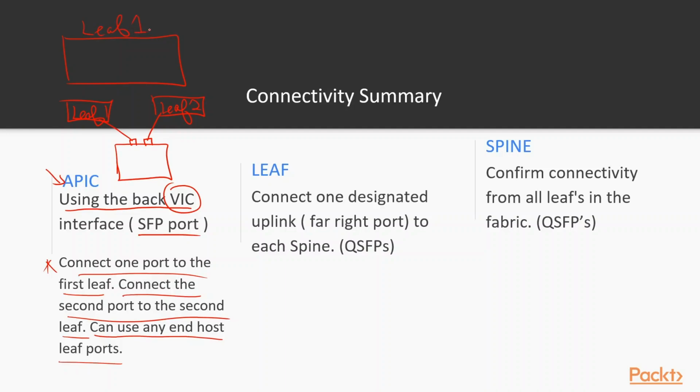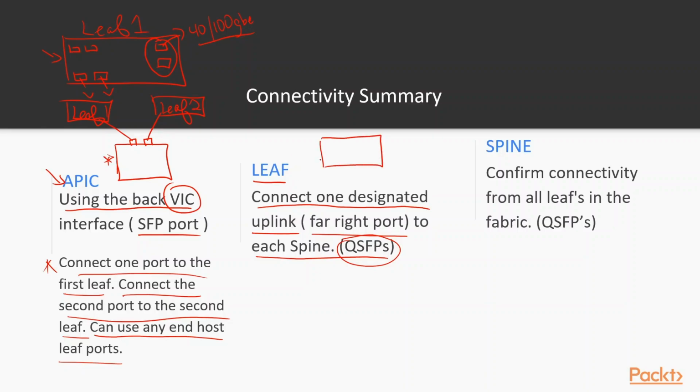When I talk about end-host leaf ports, this is your leaf; let's take leaf 1 as an example. We have all my access ports on this particular leaf, and then at the end, we have the uplinks to the spines. We can use any member interface to connect to the APIC because this is just like any other server, okay? On the leaves, we connect one designated uplink to each spine. These are the far right ports, the uplinks on the far right of the leaf, and this is a QSFP form factor. Those are either 40 or 100 gig interfaces.